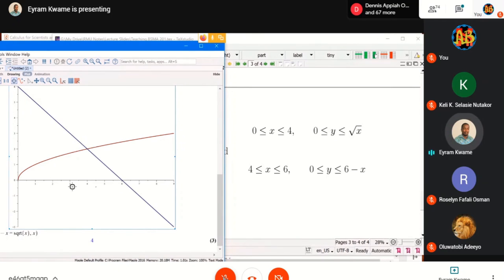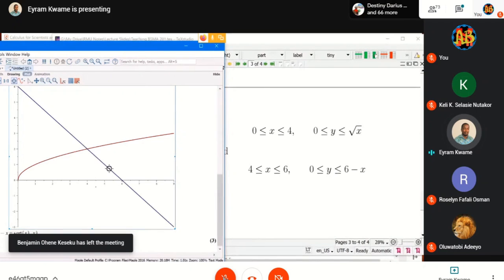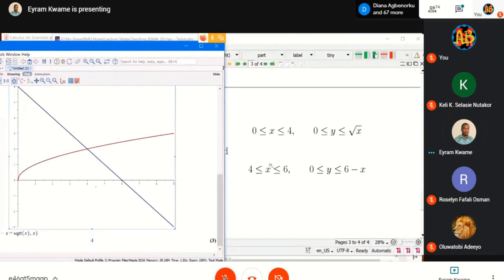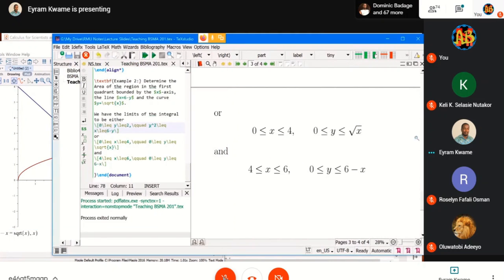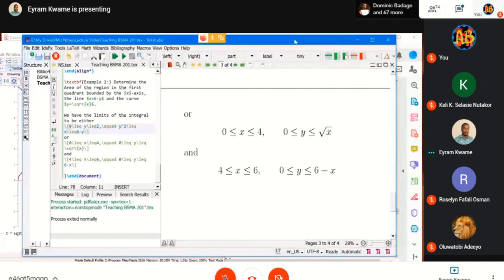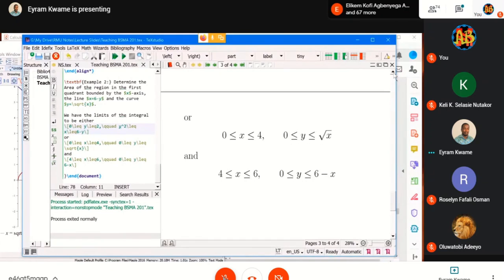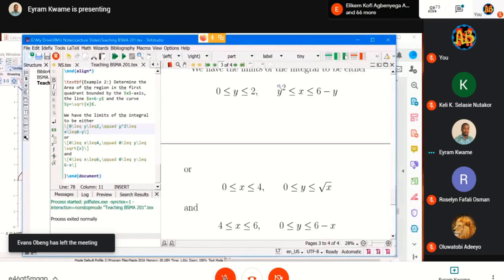So I'll do 0 to 4 and then 4 to 6. But for 4 to 6, this time along the y-axis, I'll start from the line y equals 0, and then I'll end at the line 6 minus x. And as a matter of fact, if you do these two integrals, the result you get will be equal to if you do that one integral.